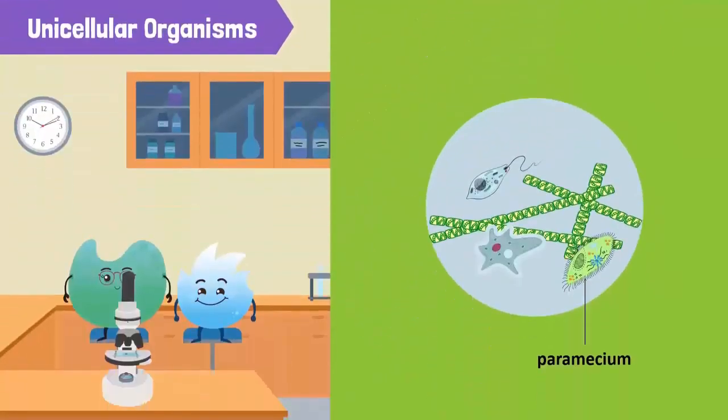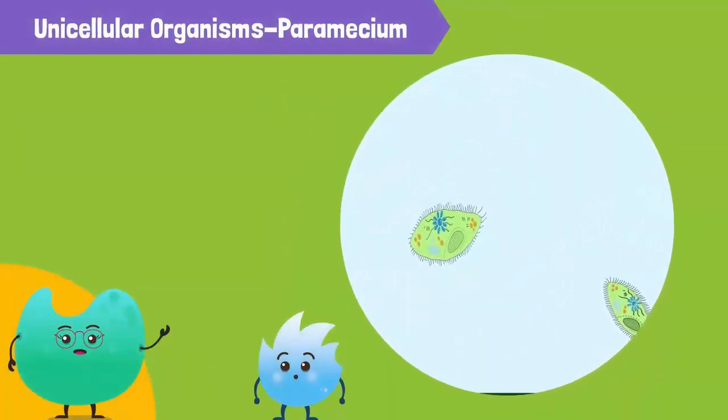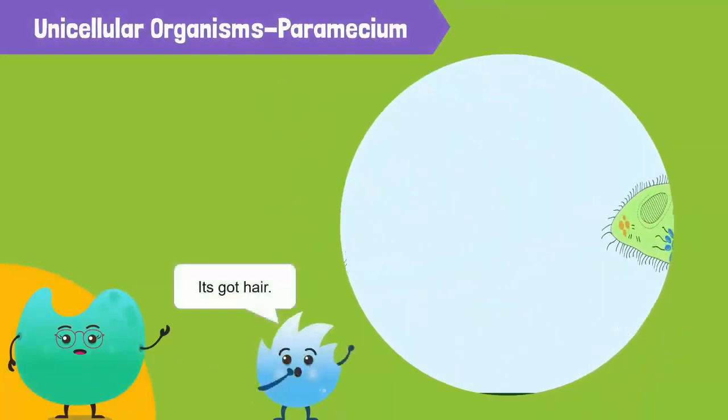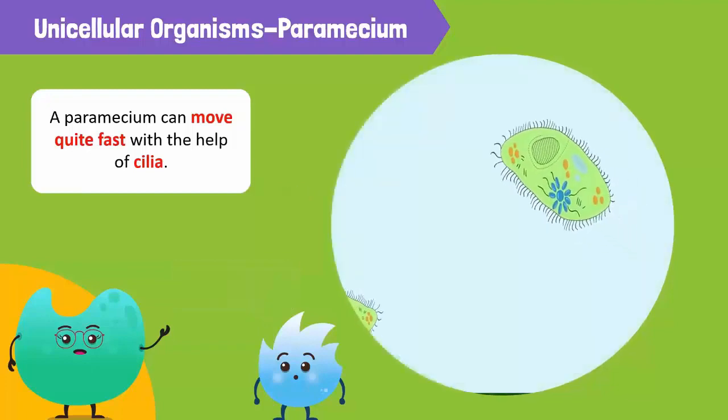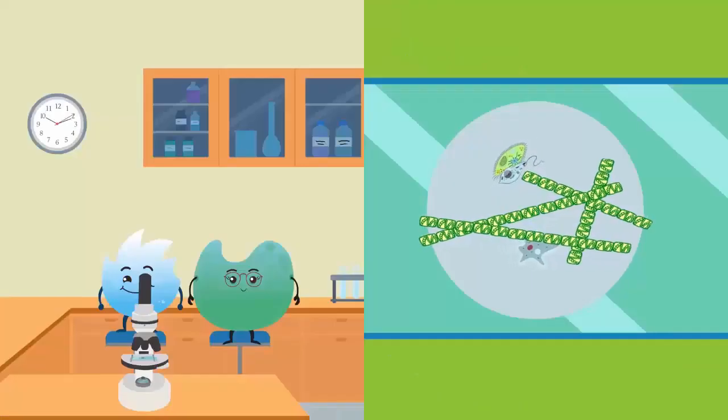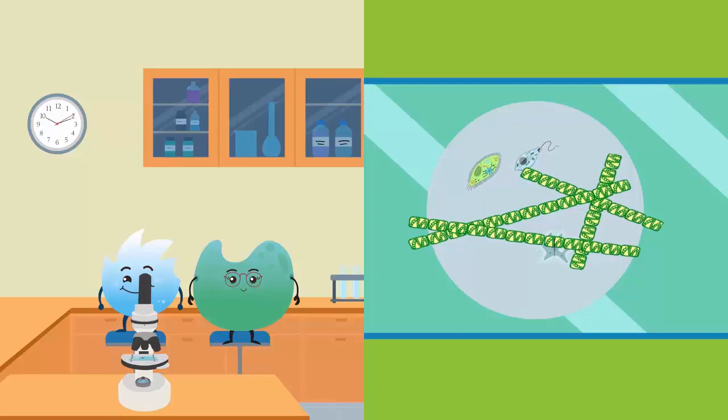Another very common unicellular organism is paramecium. They look so different. It looks like it's got hair. Yes, Spiky, these hair-like structures are called cilia. A paramecium can move quite fast with the help of these small hair-like structures. I can see some green leafy strings as well, but they don't look like the others.